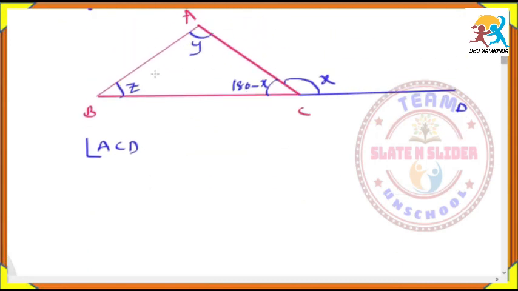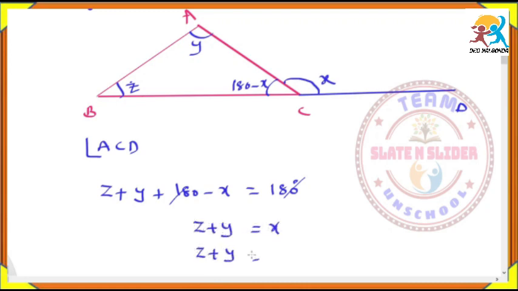In a triangle, we know that the sum of these three angles is 180 degrees. So I will write z plus y plus 180 minus x is equal to 180 degrees. So plus 180 and this 180 get cancelled. How? When we send plus 180 to the right side, it will become minus 180. So the two get cancelled. Next, z plus y is equal to x.